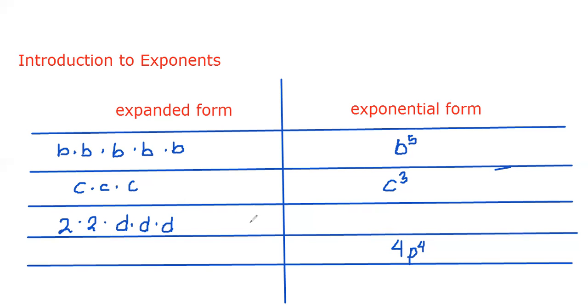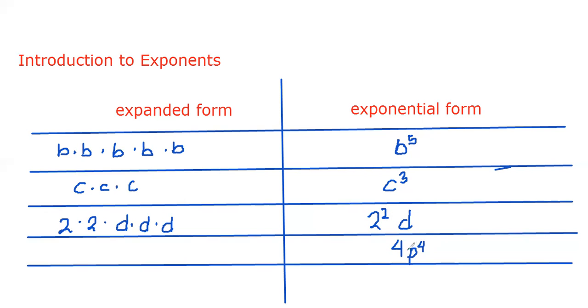Now, dito naman, we have the expanded form of 2 times 2 times D times D times D. So, dalawa na yung naging base natin. The first base is the number 2. Okay? And the second base is the letter D. Ngayon, sa exponential form, ilan yung nakikita natin na number 2? So, that is 2. So, it means, lalagyan natin ng exponent na 2 yung ating number 2. So, nangyari, 2 square or 2 raised to 2 or 2 to the 2nd power.